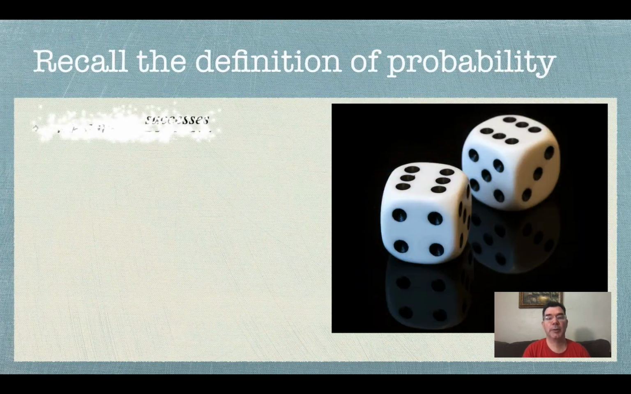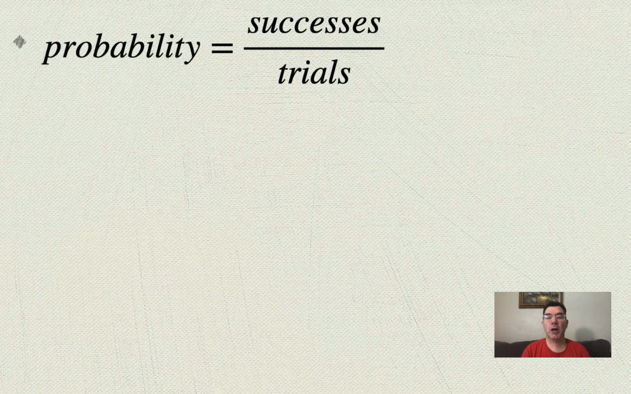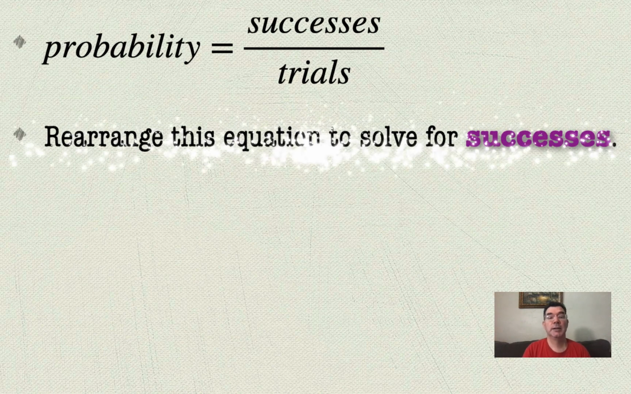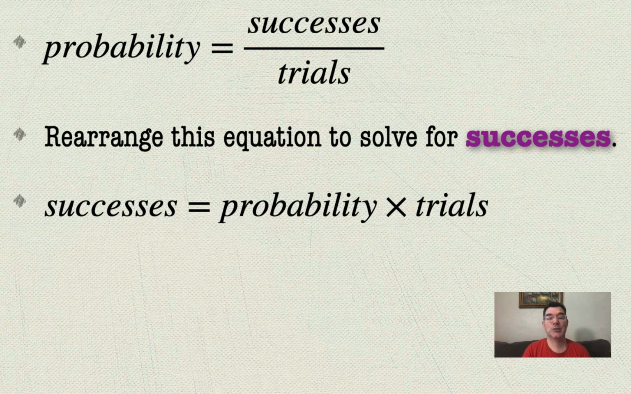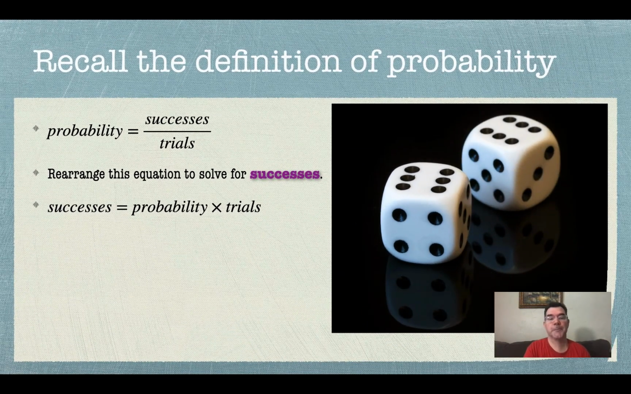using those probabilities. So let's recall what our definition of probability is. The probability of being successful is the number of successes divided by the number of trials. So if I want to figure out the number of successes, instead I can cross multiply this equation and say that successes will equal the probability of success times the number of trials.